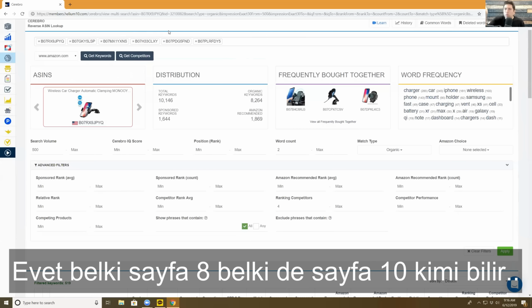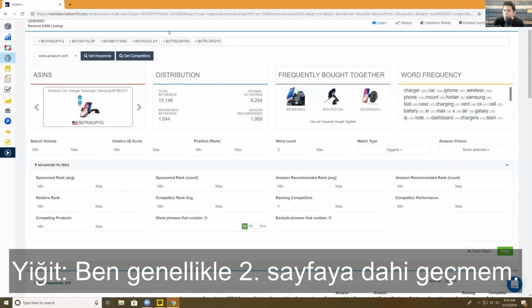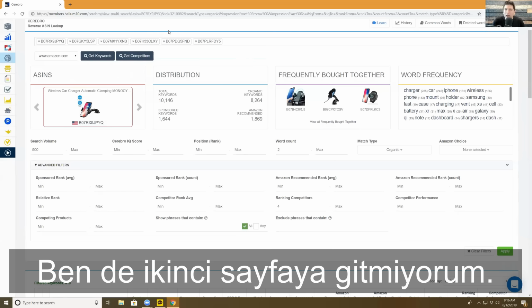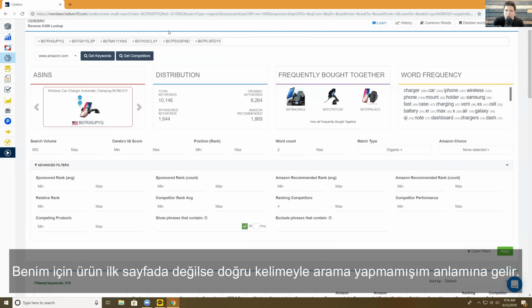But like, when you search for the computer microphone, did you buy one or you're just shopping for it? No, I don't even go to second page. Yeah, I don't go to second page either. Most American people are lazy like that. So if it's not on the first page, that means I need to search for something else.